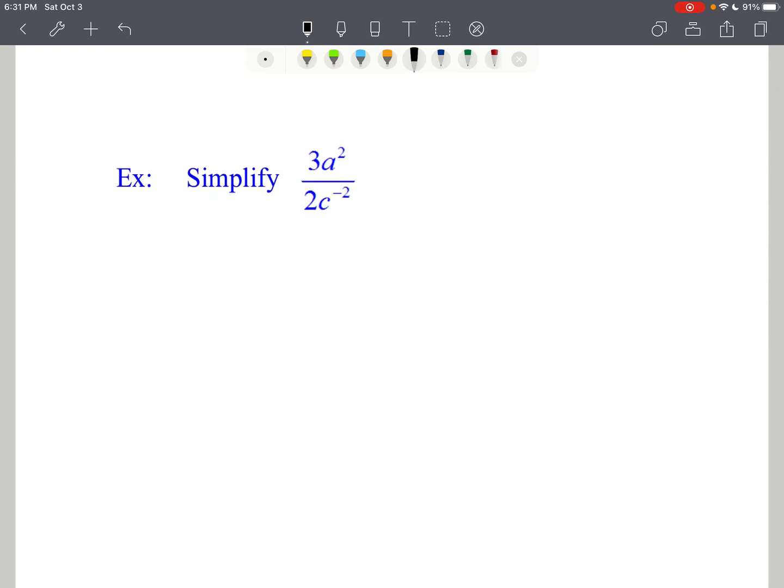I love this example because I get to use 4 colored highlighters. I have a 3, I have an a squared, I have a 2, and I have a c to the negative 2. Now 3 is a base raised to the first power, a is raised to the positive second power, 2 is raised to the first power, and c is raised to the negative 2 power. So this is where I say, does it stay or does it go?